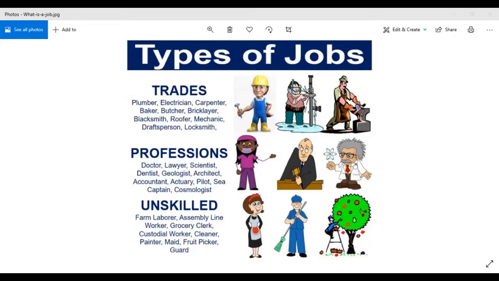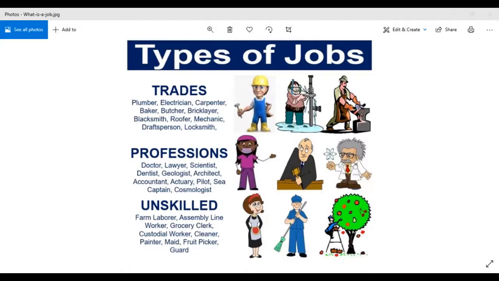Now trades include plumber, electrician, carpenter, baker, butcher, bricklayer, blacksmith, roofer, all of them are trading jobs, through which people trade basically. Now, if we talk about professions, like you have seen in the video as well, professions are doctor, lawyer, scientist, dentist, geologist, architect, all of these are professions. So what do these people do? They have a profession, they have a skill, they go into their offices on a daily basis, and then they do their jobs.